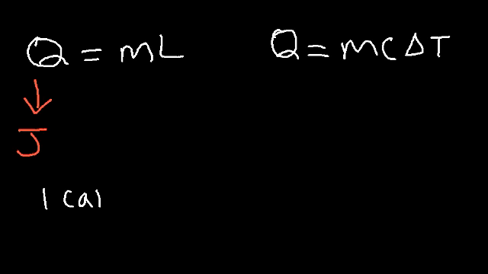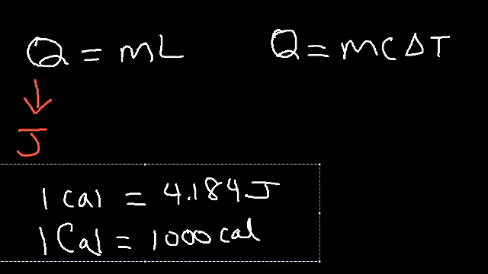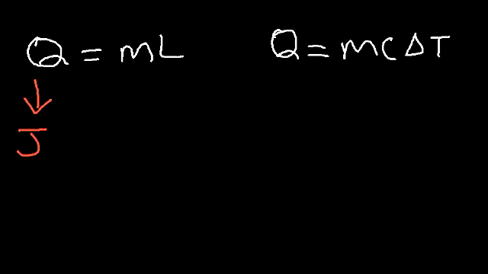One lowercase calorie is about 4.184 joules, and a capital calorie is equal to 1,000 lowercase calories. Both are used for units of energy. Typically, joule is more common, but when dealing with heat, you might see calories or kilocalories. 1 kilocalorie is equal to 1,000 calories.